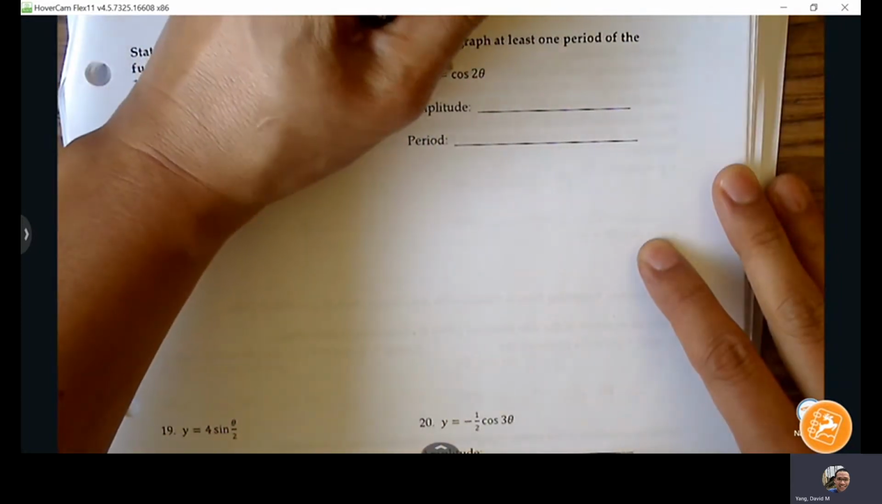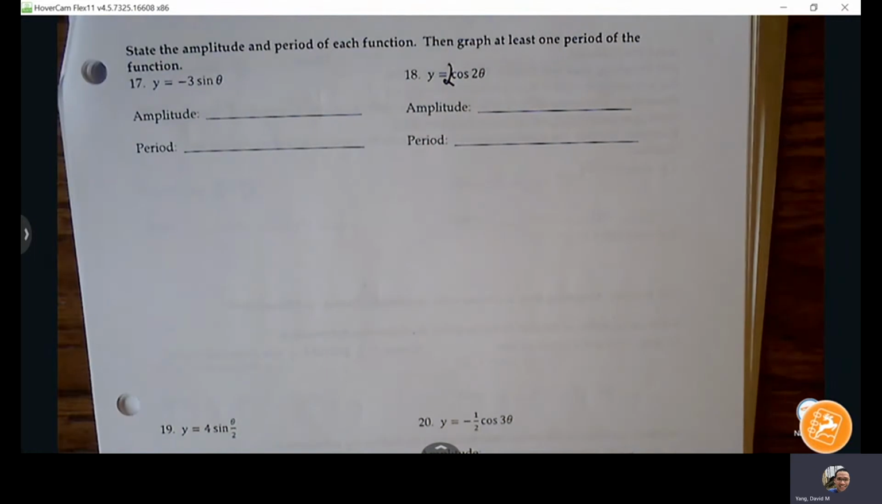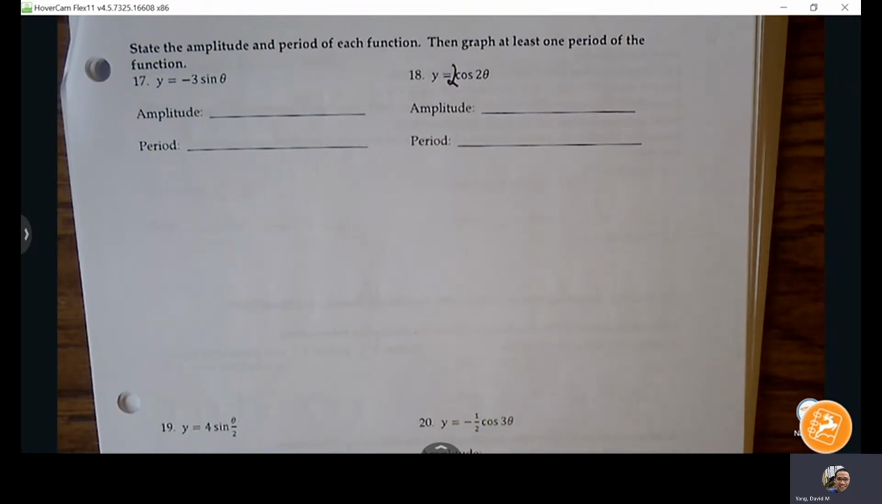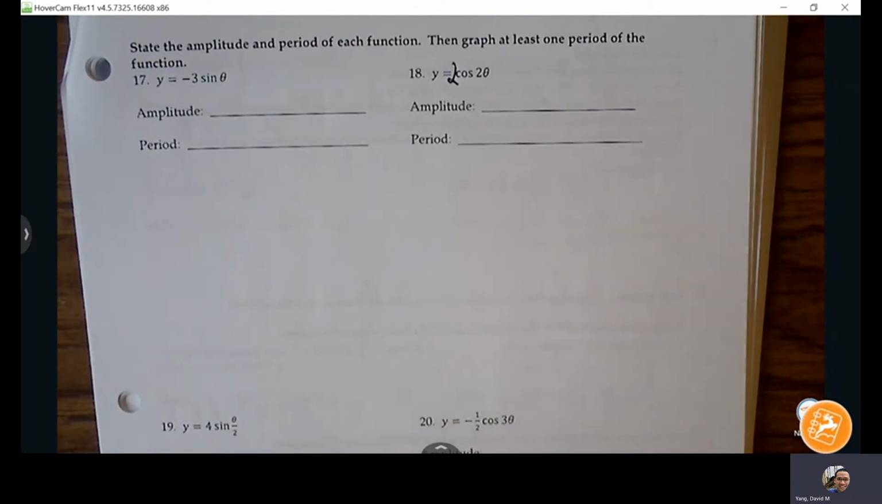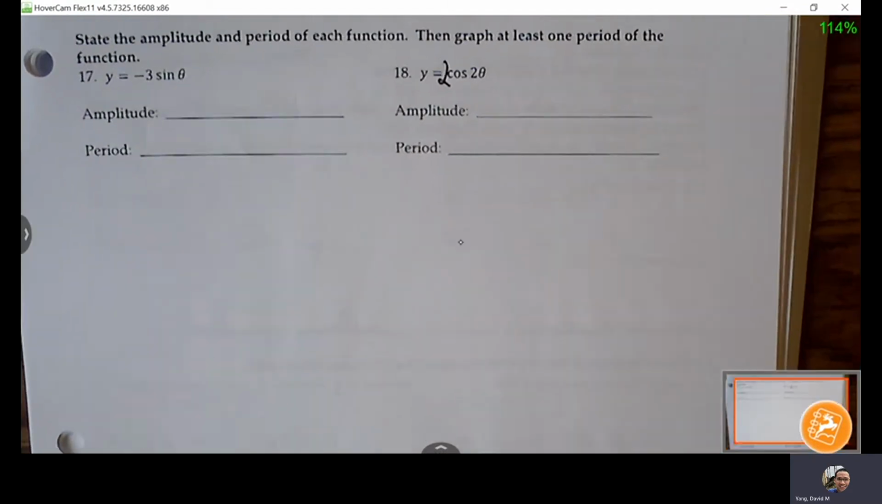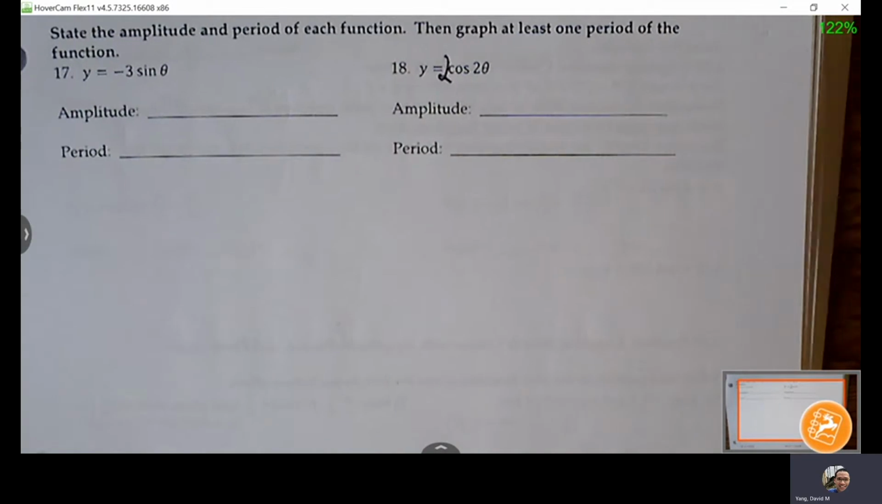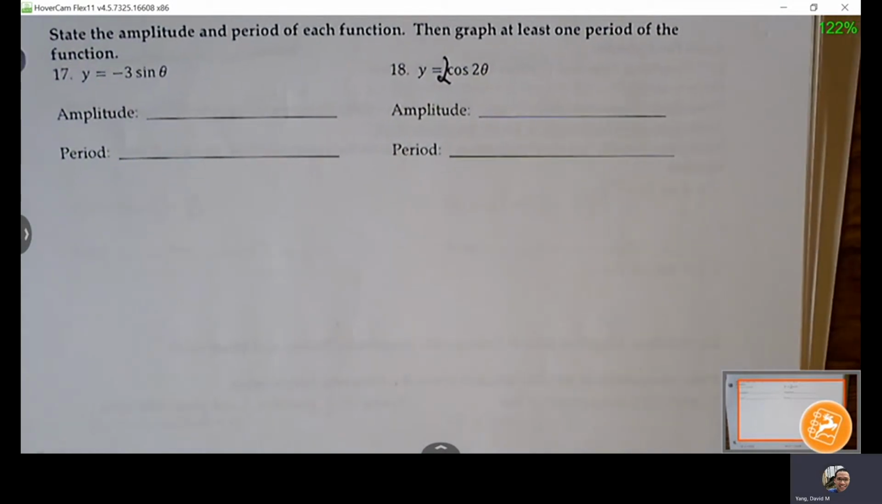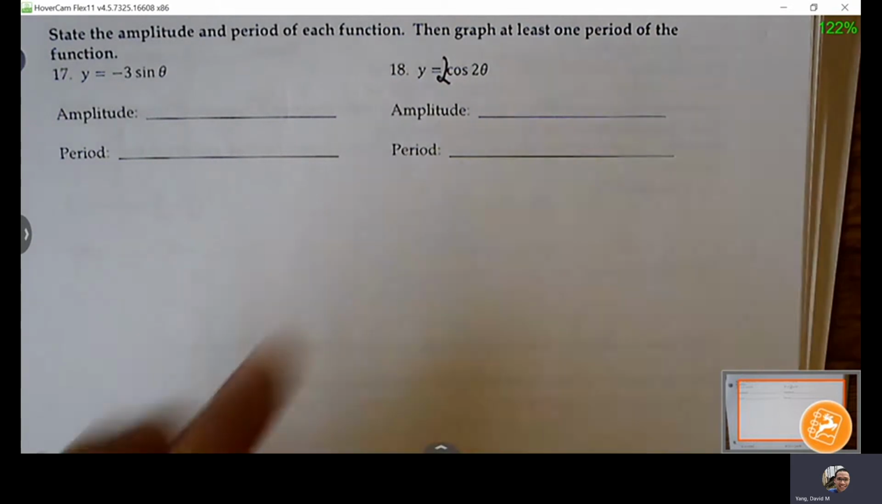Can you guys just put a coefficient of 2 in front of cosine 2 theta? That way we can practice with the change in amplitude, the change in b value. So we're going to skip 17 for now and just work 18 through 20, because these are the problems that are more similar to your quiz problems tomorrow. So y equals 2 cosine 2 theta.